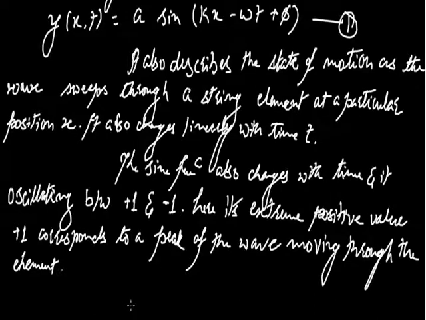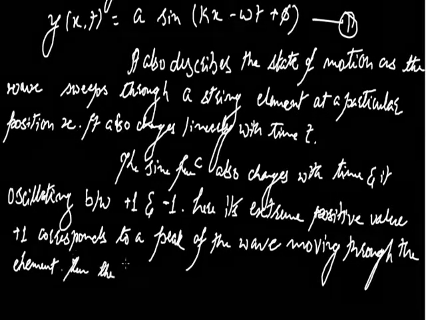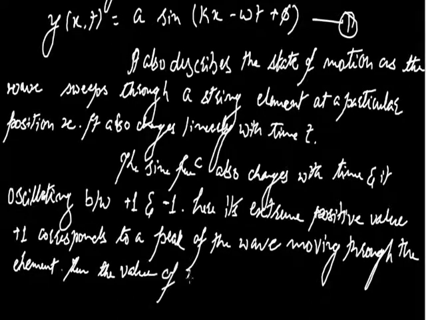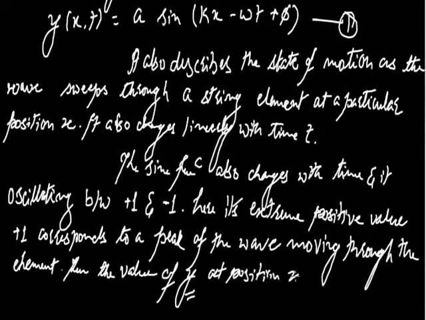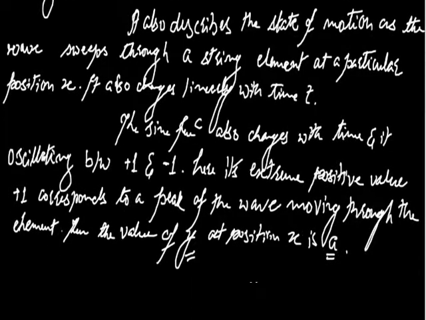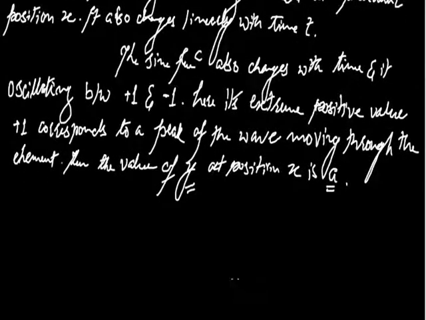Then the value of y, which is the displacement, at position x is A, which gives you the amplitude of the wave. Now its extreme negative value, minus 1, corresponds to a valley of the wave moving through the element. Then the value of y at position x is minus A. Although the amplitude is a scalar quantity, it has positive and negative values for the positive and negative values of phase angles.